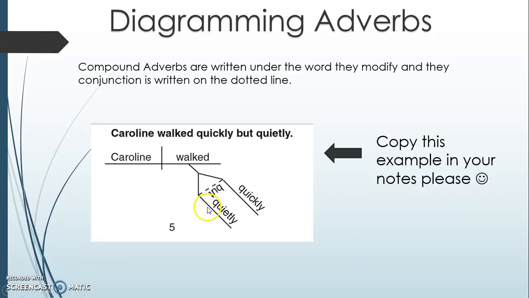All right. Now you can have compound adverbs just like you can have compound adjectives or compound anything else, and you do it the exact same way. They're written under the word they modify, and the conjunction is always written on the dotted line. So Caroline walked quickly but quietly. Quickly but quietly modify walked. Please copy this example in your notes. Your notes are probably getting pretty full. Sorry about that.